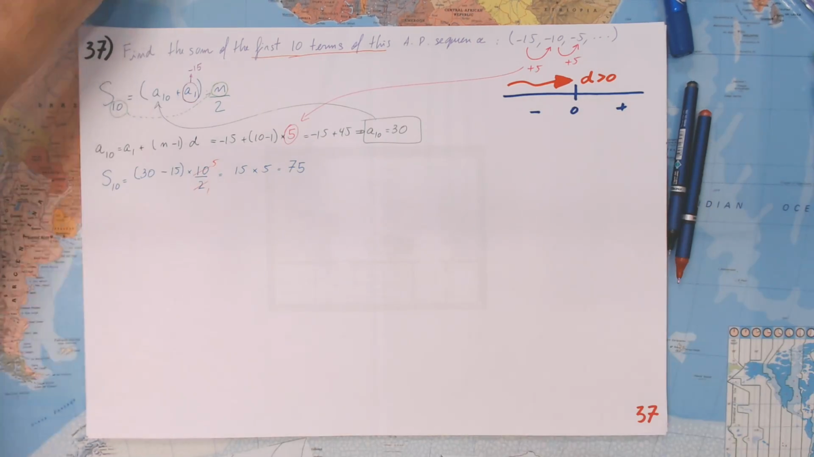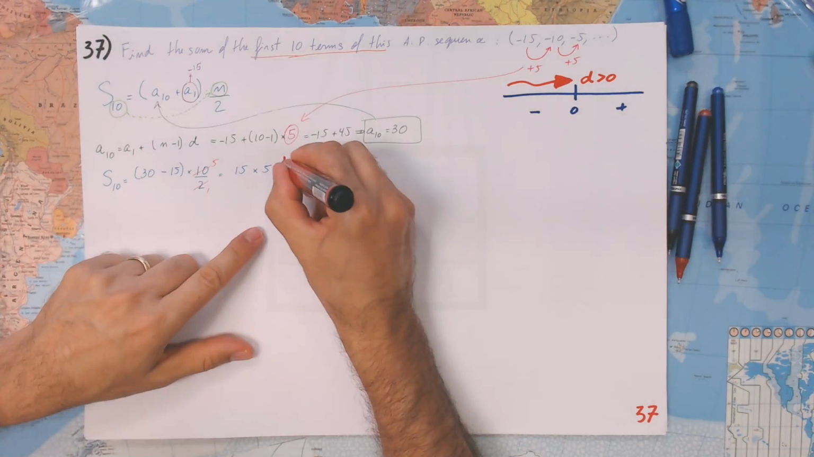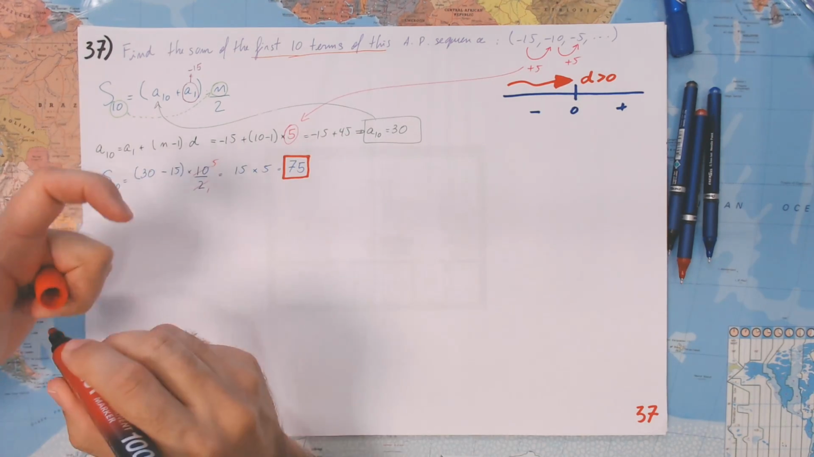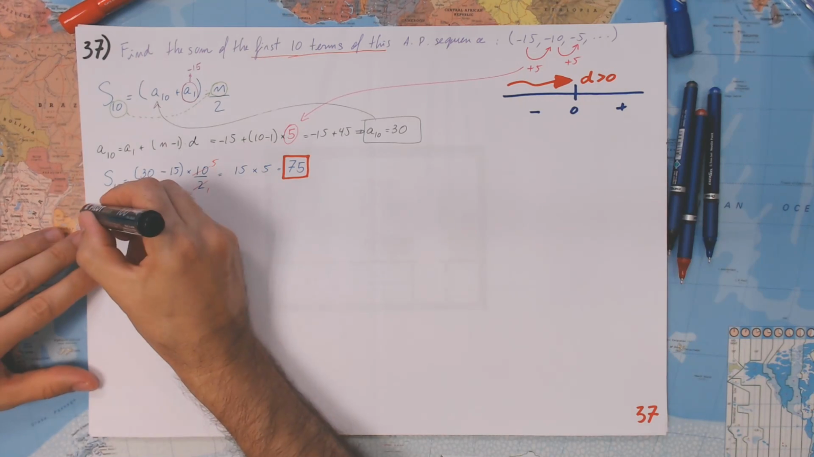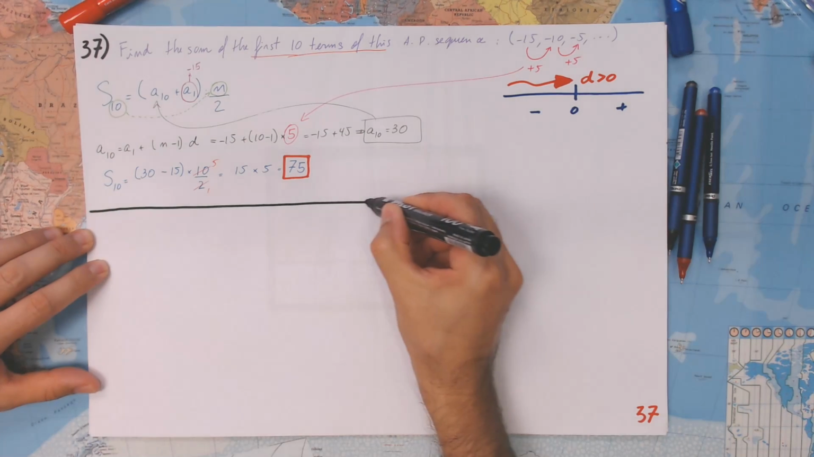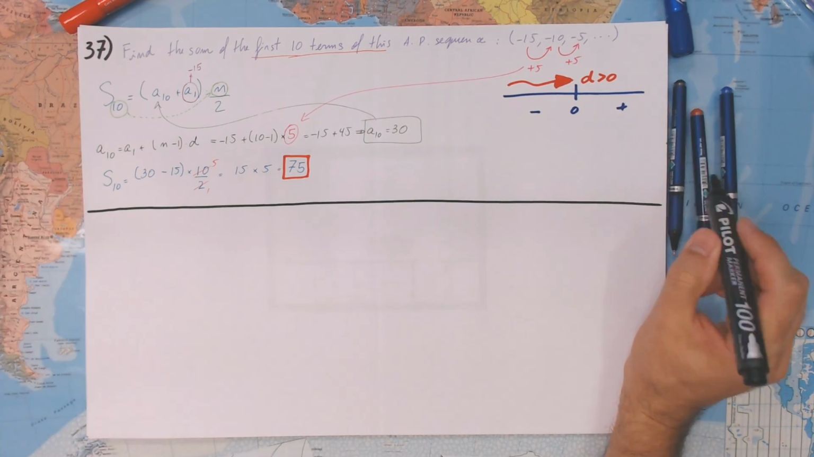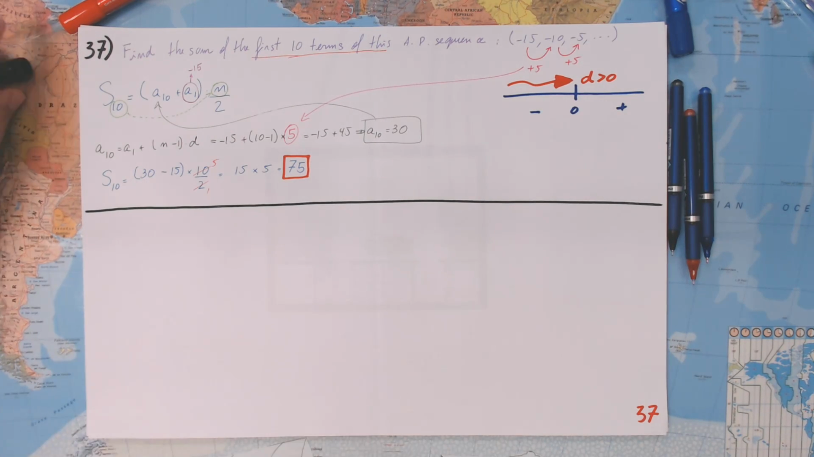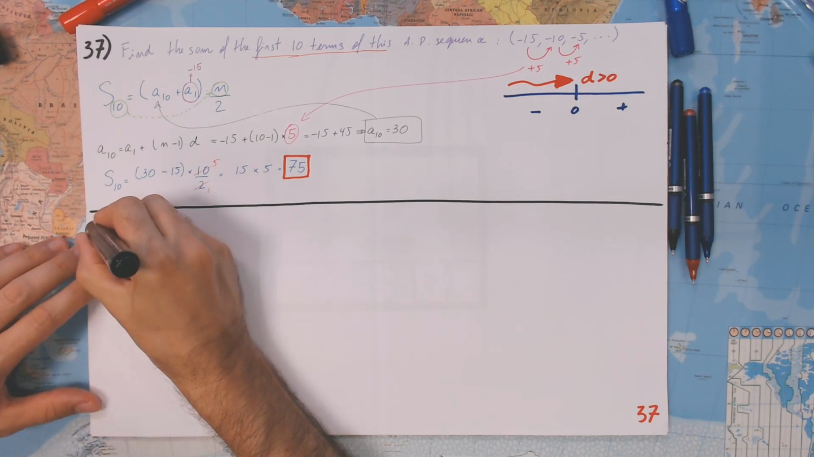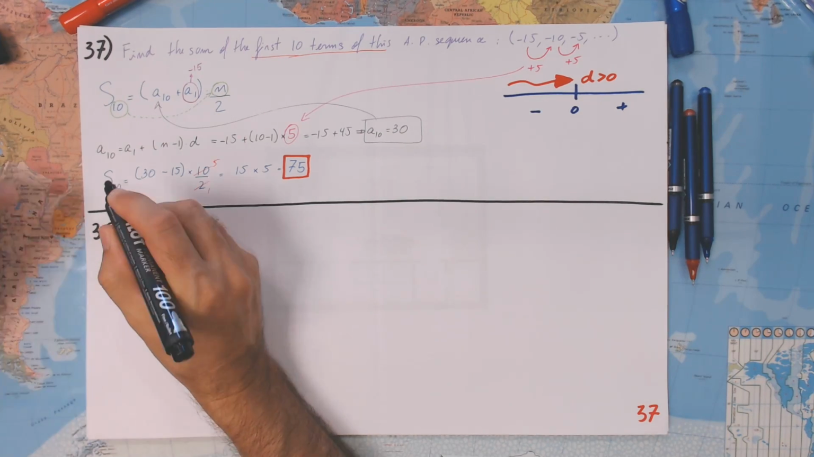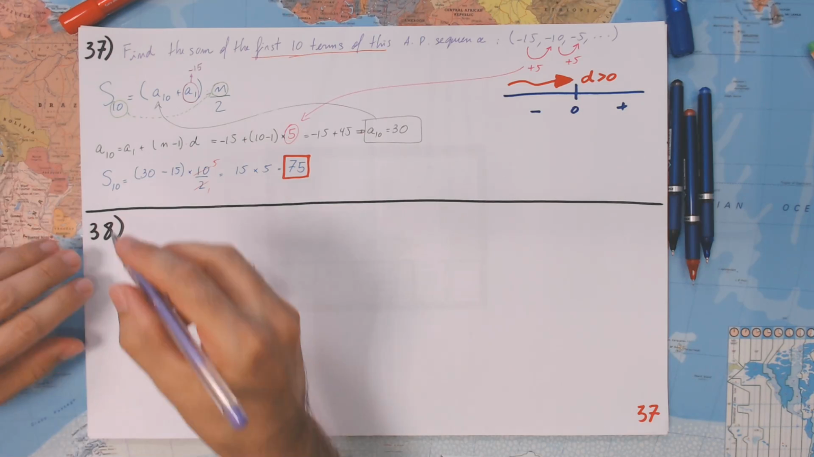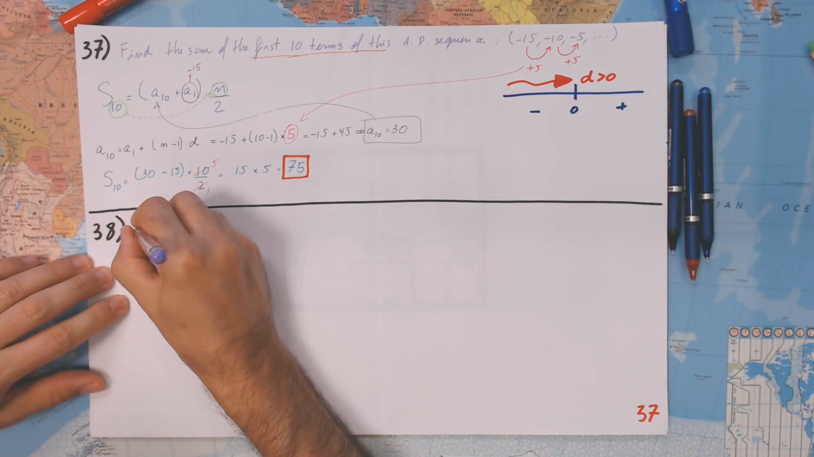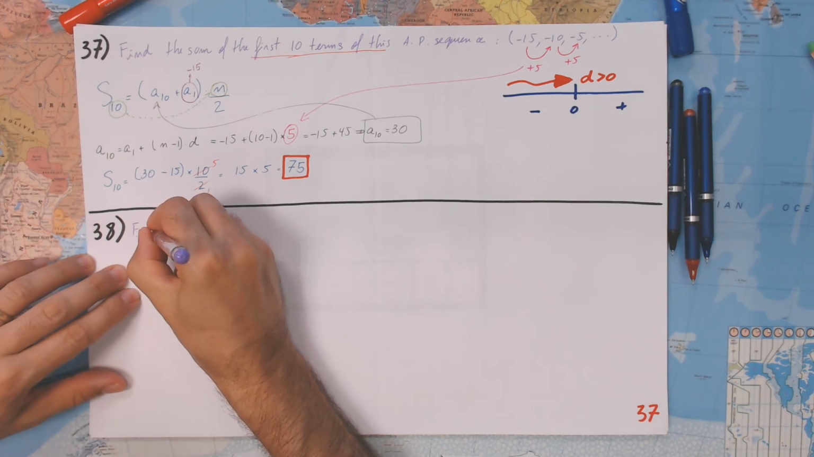Okay? This is a very simple exercise, just to start using our formula. Now let's make another one a little bit more difficult. Not very much, but number 38. And it goes like this. Find the sum. It is almost the same, but there is a little difference.